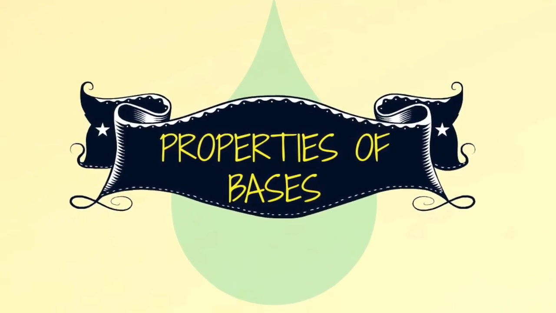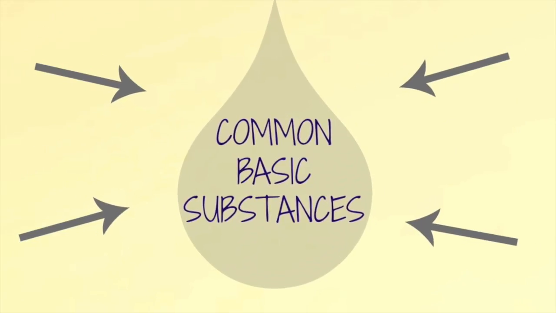Properties of bases. They neutralize acids in a neutralization reaction. They denature protein, and that's why they feel slippery, because they're destroying your flesh. They taste bitter and have pH levels ranging from 8 to 10. Common basic substances: baking soda, soap, bleach, eggs, chalk, and laundry detergents.